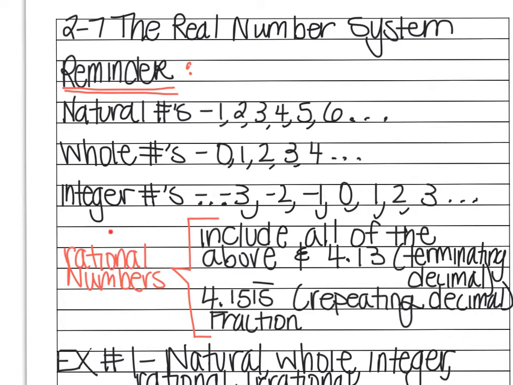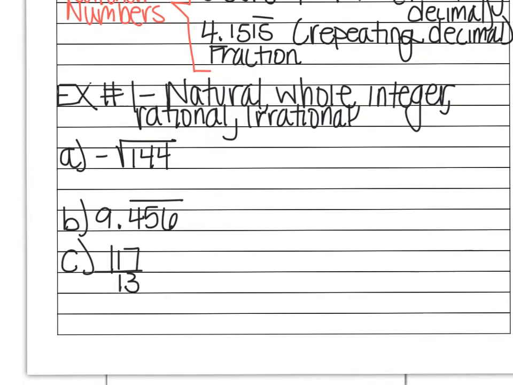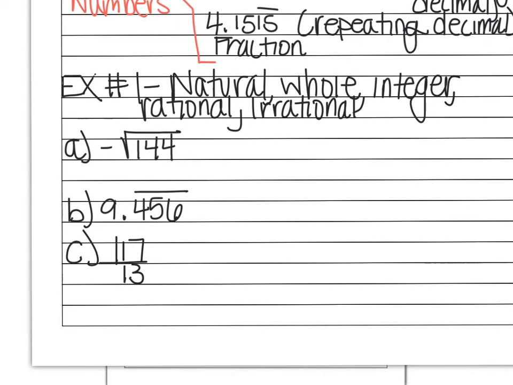So rational numbers include all of the above, so all of these. And remember, they are terminating decimals or repeating decimals. So here's an example of terminating, and here's an example of repeating, that 1, 5, 1, 5, 1, 5. Our first example says natural, whole, integer, rational, or irrational, and it wants you to decide what it is and or what it could possibly be out of those choices.